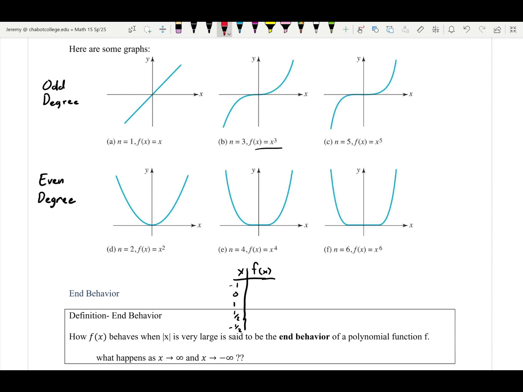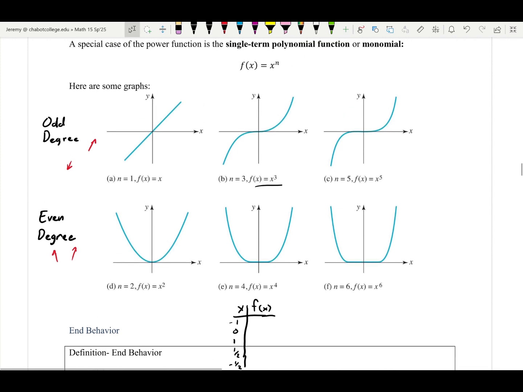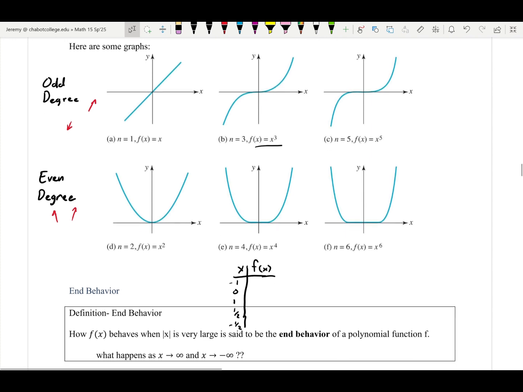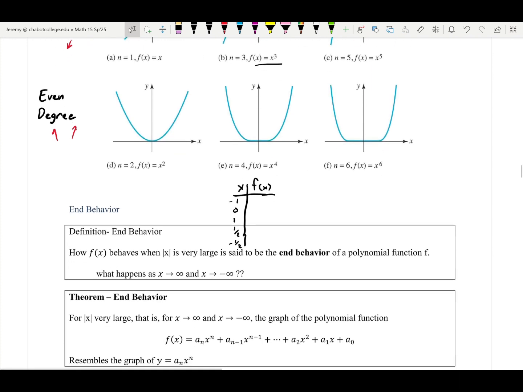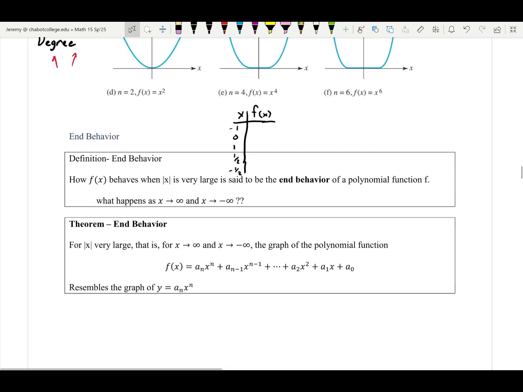So on the odd degree, it's down to the left, up to the right, and even degree, it's up on both sides. Okay, so there's sort of subtle changes in the curvature of these graphs, but the end behavior is the same. That's a very important observation, which will be helpful when we go to graph these later on in this section. Okay, so that's what we're talking about here.